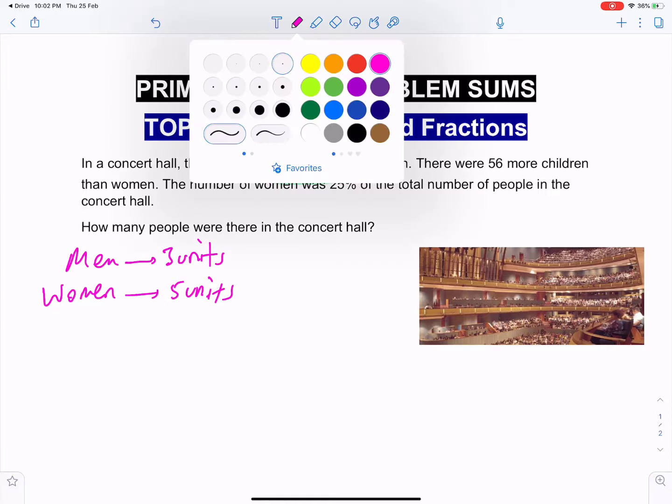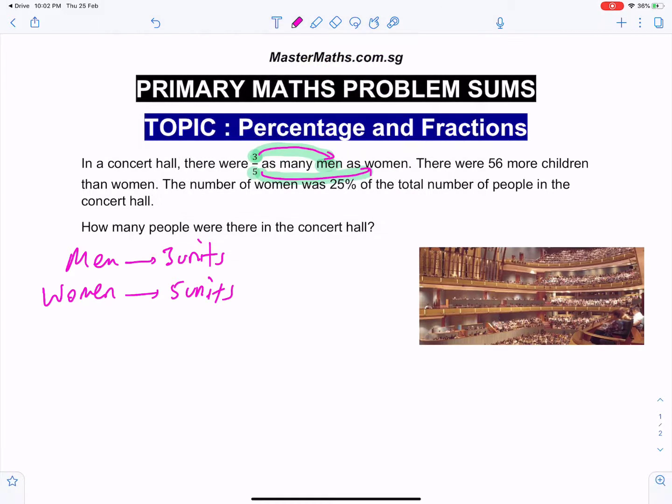There were 56 more children than women. That is the next sentence. The number of women was 25% of the total number of people in the concert hall. How many people were there in the concert hall? Now, again, I say this, that 25%, try your best to change it into a fraction. So when you do that, you get 1/4.